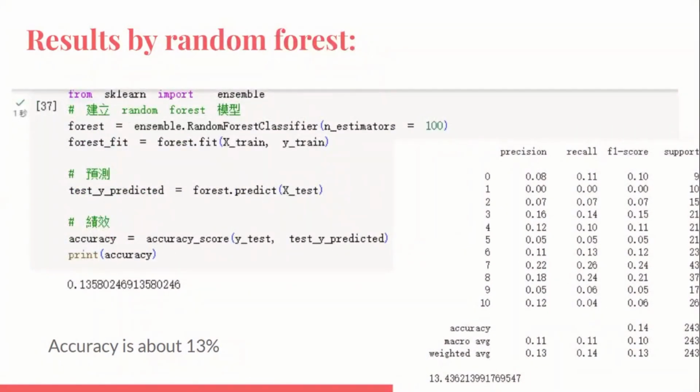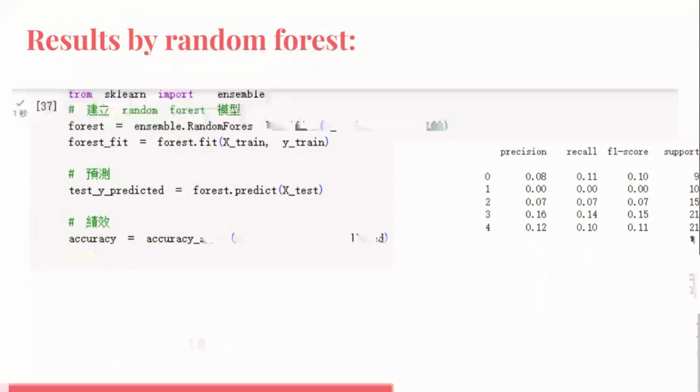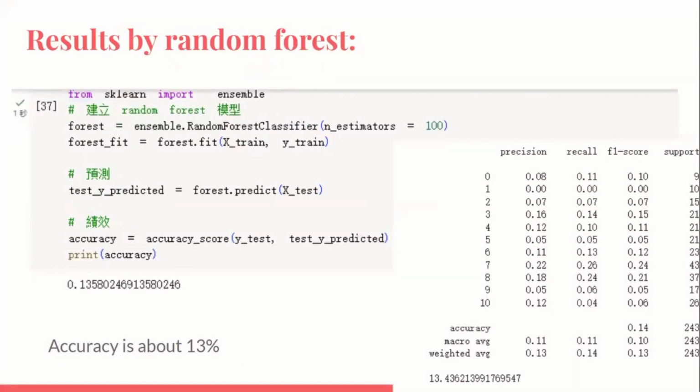Here are the results of using a random forest. In my opinion, since the support vector machine classification method can be used, random forest and decision tree can also be used theoretically. However, the experimental results of random forest are not much different from those of support vector machine. The accuracy is about 13% and MSE is about 13.